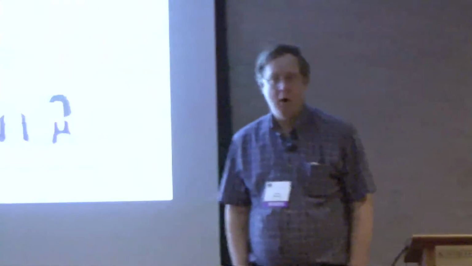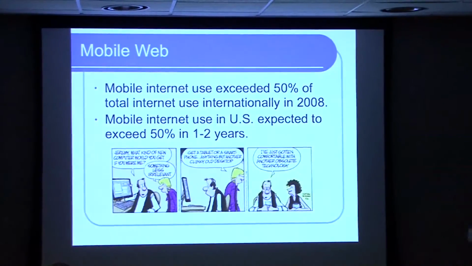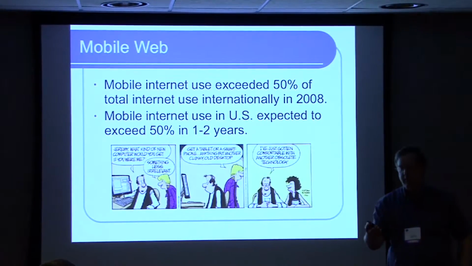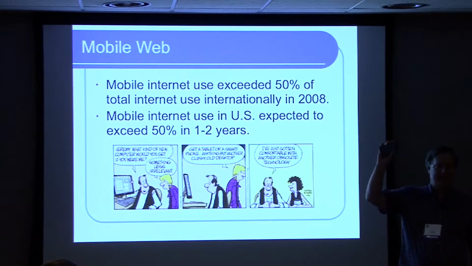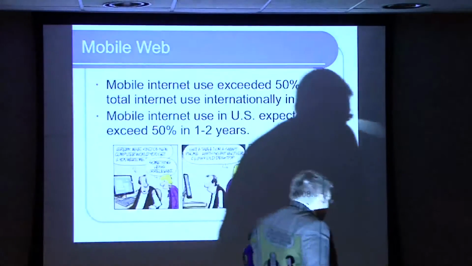What I'd like to talk about today is making materials mobile friendly. That can be a lot of different things. Internationally, the mobile internet is more than half the internet. More than half of all internet access takes place on a device like this or this, as opposed to a computer. In the US, we're a little behind international setups.